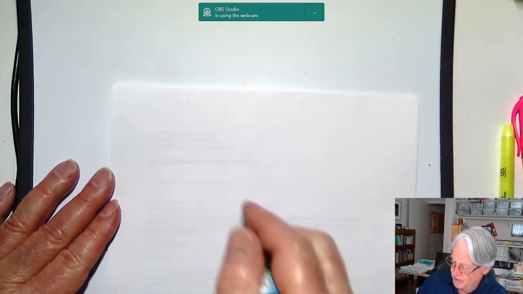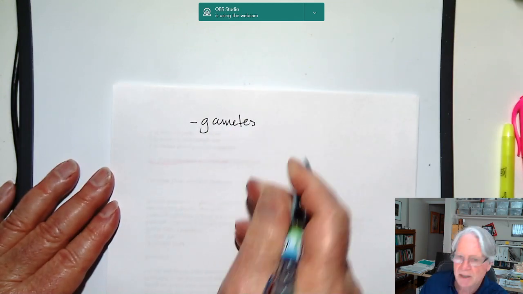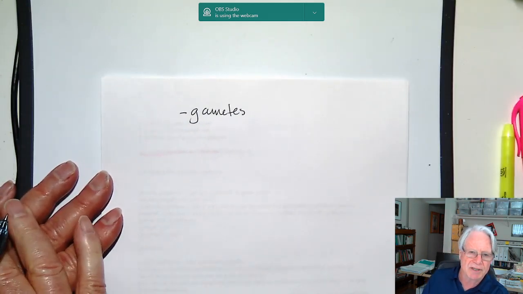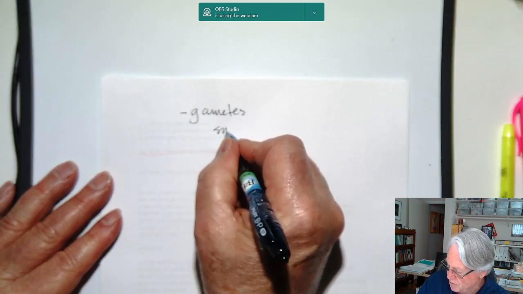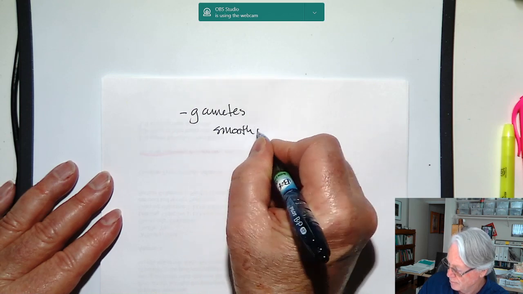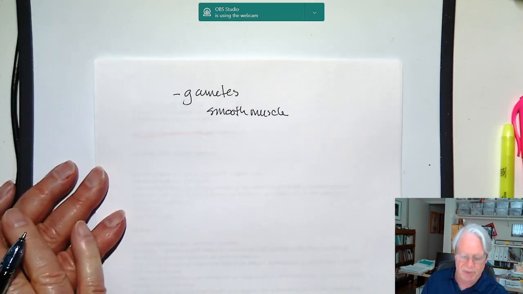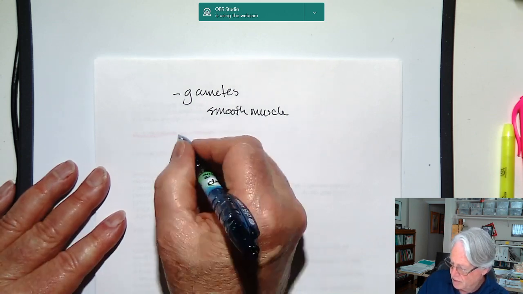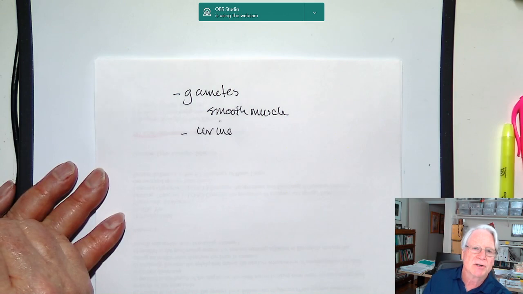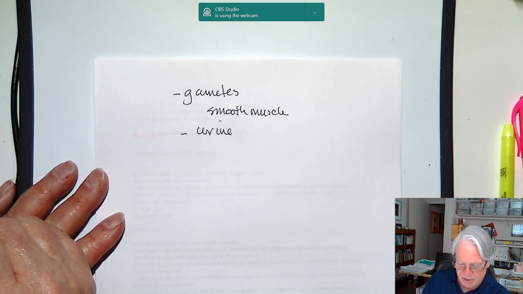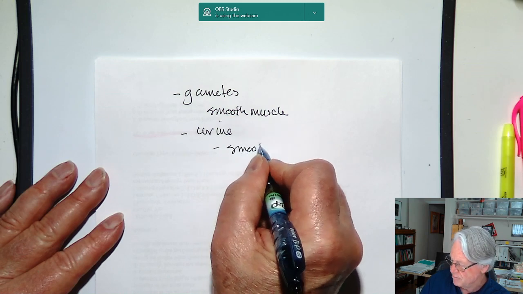Gametes. It's another example. So gametes, of course, are the eggs and the sperm, and this is primarily smooth muscle. That's going to control the movement of gametes within the body. Urine. The flow of urine through the body is also being controlled by smooth muscle primarily.